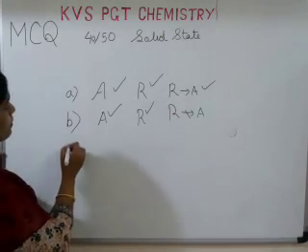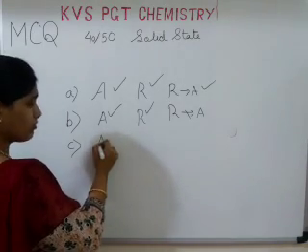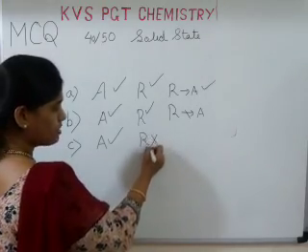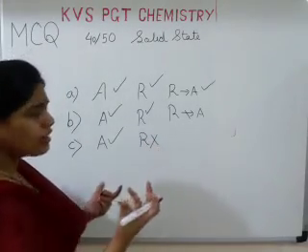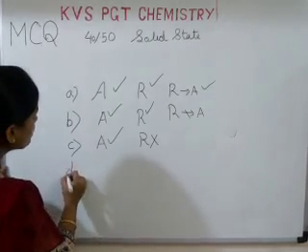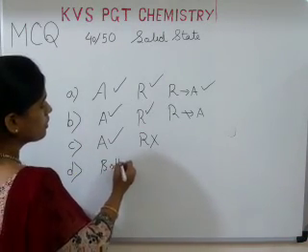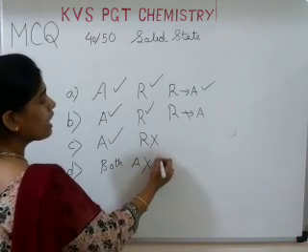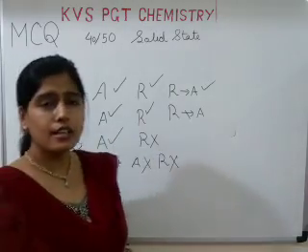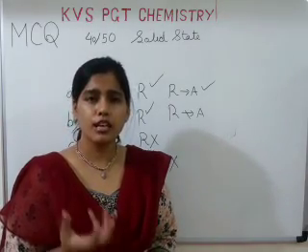Now, we mark our answer as C when the assertion is true but the reason is false, as well as it is not the correct explanation for the assertion. Now, we mark our answer as D when both the assertion and the reason are wrong statements. So, my dear children, let's solve a few assertion and reason type questions which are most of the time asked in the examination.